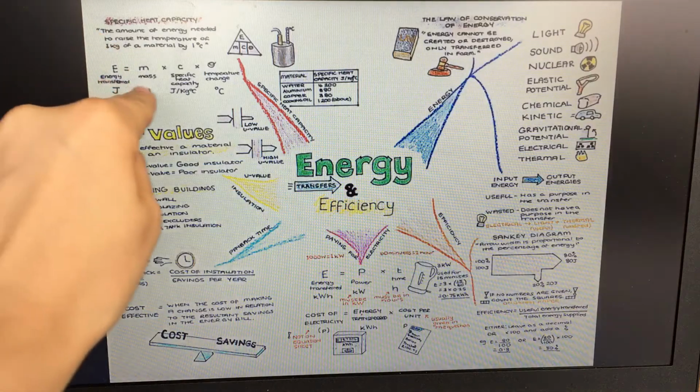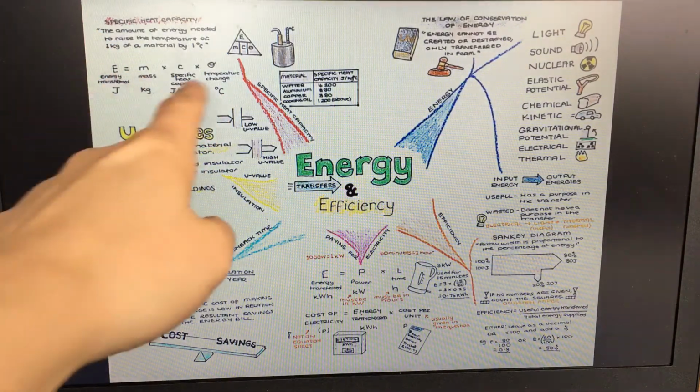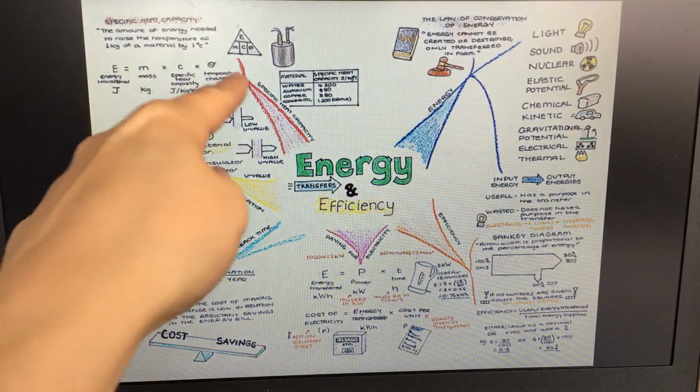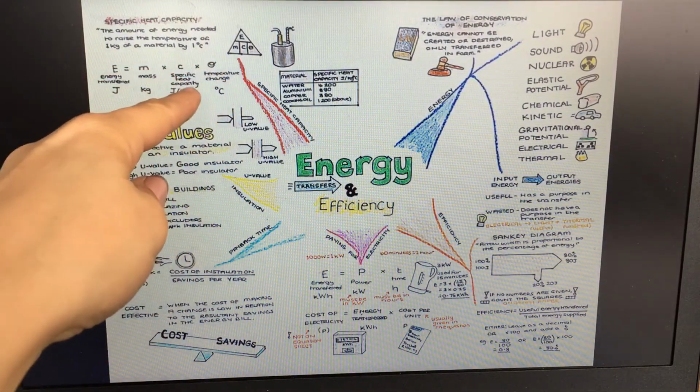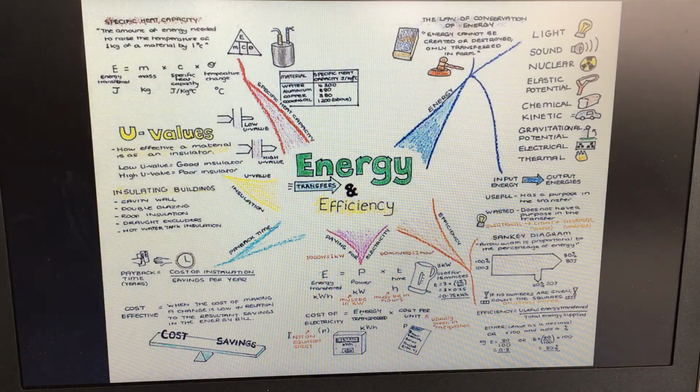Now, this is how it's given to you in the exam. If you get a question in the exam, please just write this out and put the numbers in. Even if they're asking you to work out temperature or specific heat capacity or mass, just put the numbers in and automatically that is 1 mark for you.